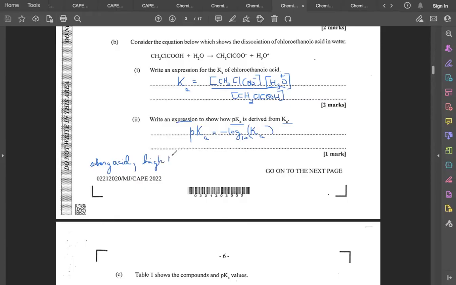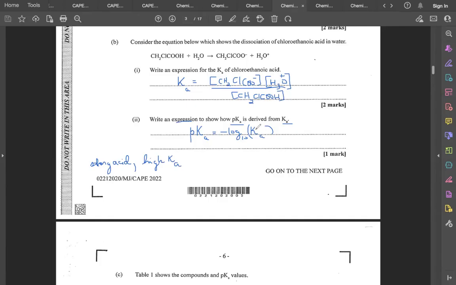And my Ka is going to be high if I have a strong acid, because it means that I'm going to get a lot of these ions relative to what I started with. So this number will be small and this top number will be big. And so my Ka will be high if I have a strong acid, right? So I have a strong acid, I have a high Ka.